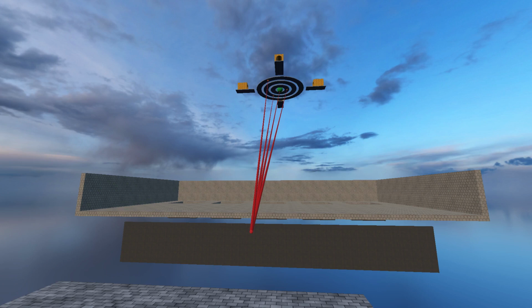Welcome back. You have just seen 4 lasers shooting up, one towards the green sphere in the middle of the rings, and the other 3 towards the 3 smaller spheres attached to the rings.